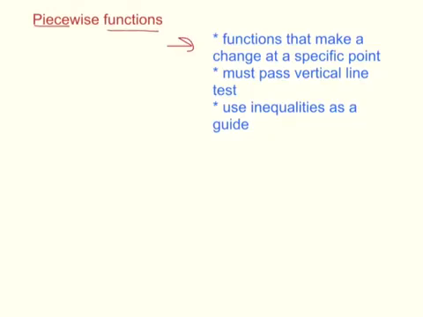Most of the time we will see a piecewise function being two separate pieces of a graph. In order to be a function, it still must pass the vertical line test. And then we're going to use inequalities as our guide to help us solve the inequality as well as to graph these piecewise functions. So if I'm looking at a graph, what does this crazy thing look like?